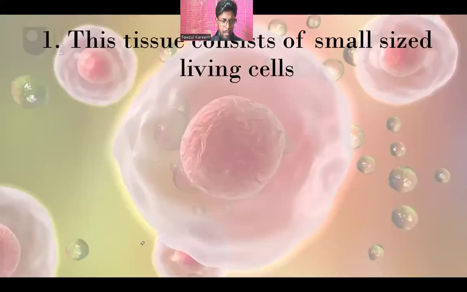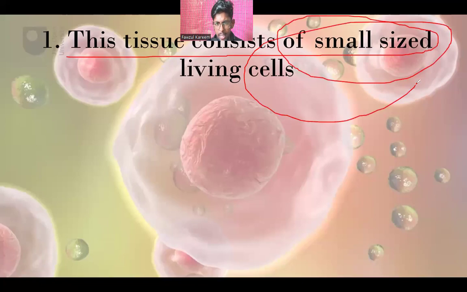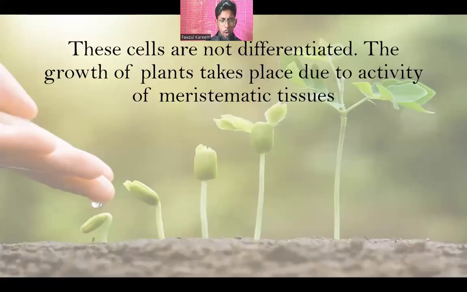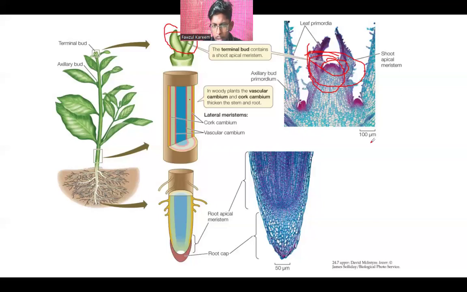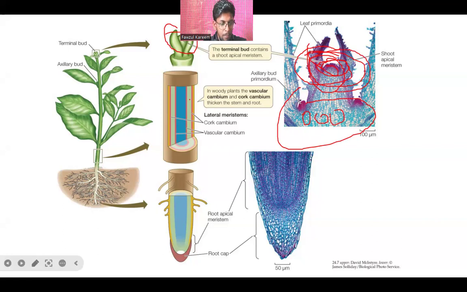Here, what is a feature? The tissue consists of small size living cells. Okay, we'll check whether they are small or big. Look here, in this area the cells are very small. But here, the cells are big. But here, the cells are very small. Can you understand that? Can you observe that part?